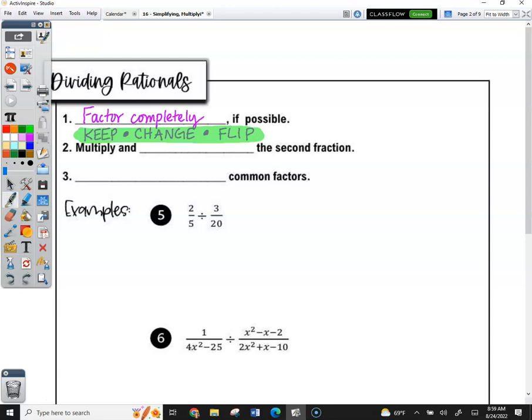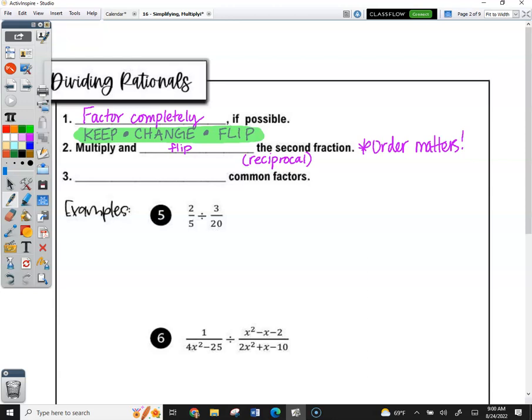Okay. What does keep, change, flip mean? It means multiply instead of divide, and flip the second fraction, which is called the fancy word reciprocal. You are never actually dividing fractions. You never divide fractions. It's not possible. You are actually multiplying by the reciprocal of the second fraction, which means, by the way, order matters. Order matters because whatever's listed first keeps, whatever's listed second flips. Okay?